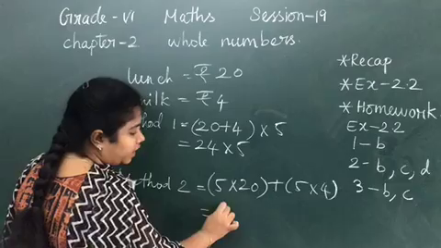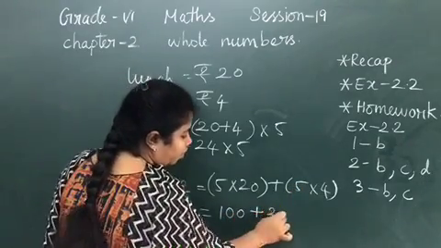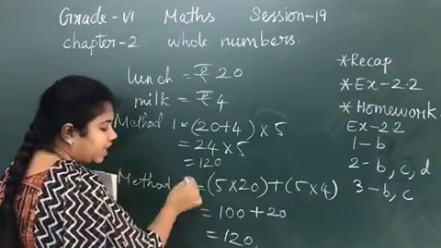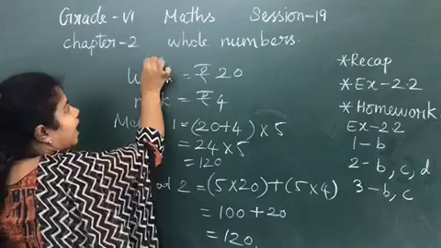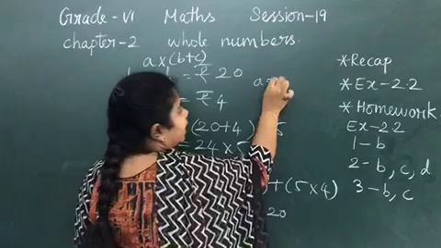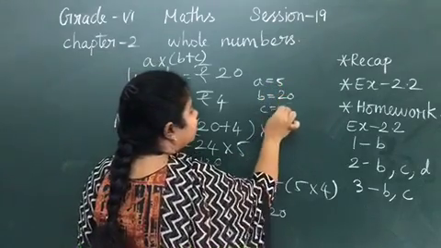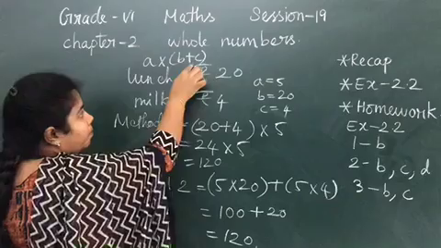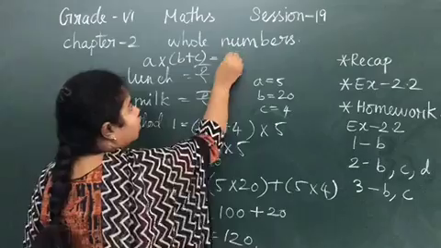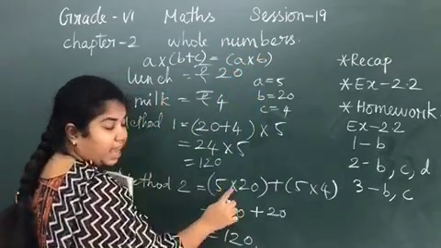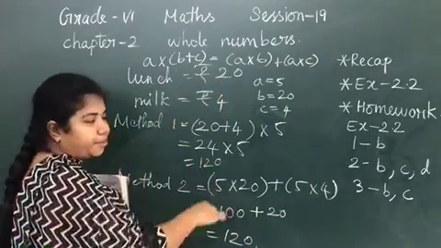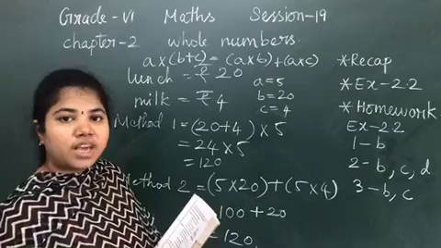Okay, so what is 5 into 20? 100. And what is 5 into 4? 20, which is equal to 120. And what is 24 into 5? 120. So my LHS is equal to RHS, which means A into B plus C. Here A value is 5, B value is 20, C value is 4. Okay. Where is A into B plus C? Here. A into B plus C is equal to A into B plus A into C. So this is our distributive property. Can you understand? Let us move on to exercise 2.2.